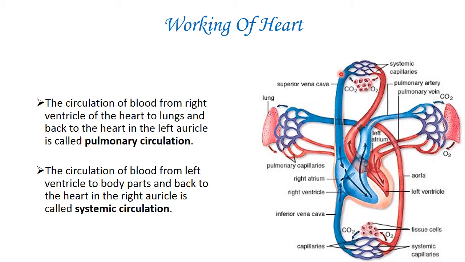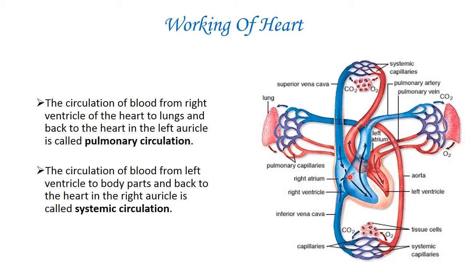Again, the blood becomes deoxygenated and through the main veins, which are known as superior vena cava and inferior vena cava, this deoxygenated blood again goes into the right auricle. Now here the circulation is again complete. Again the blood has returned back into the right auricle. This is deoxygenated blood and this circulation is known as systemic circulation.